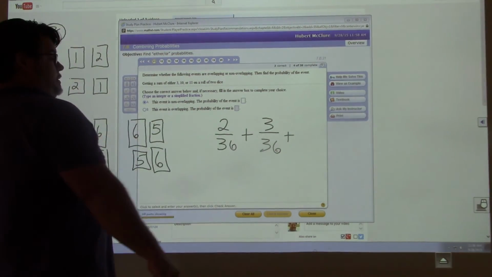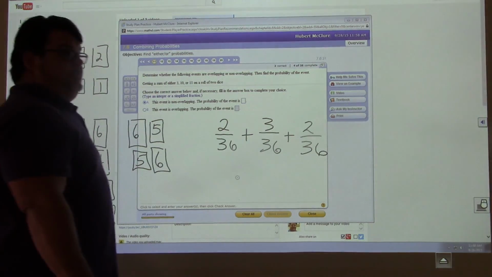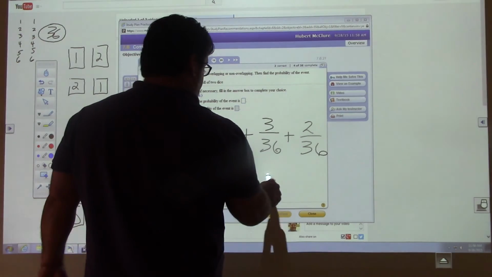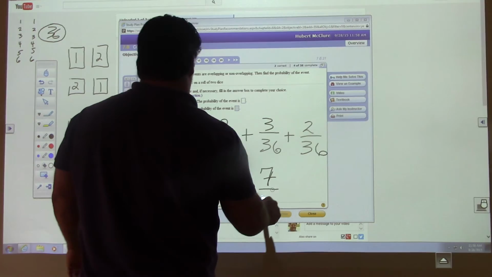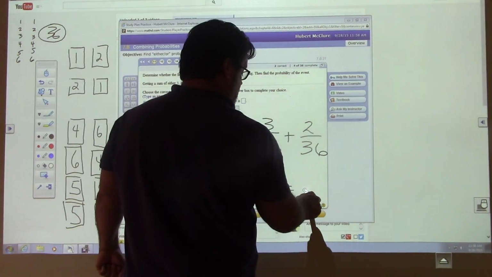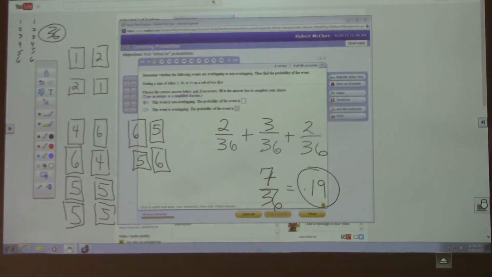And 2 out of 36. Now I'm going to keep a common denominator to make it easy. So 7 out of what? 36. And now you take your handy dandy calculator and do 7 out of 36, and what does that give us? 0.19. That should be your answer. And there's no overlapping, right? Because you don't get over 1. Yeah, there's no overlapping.